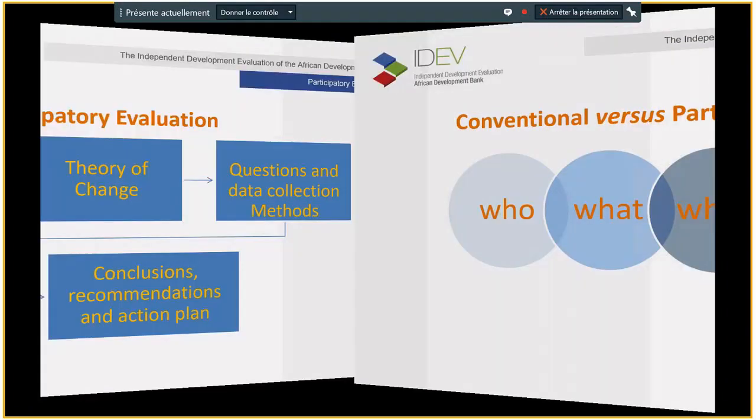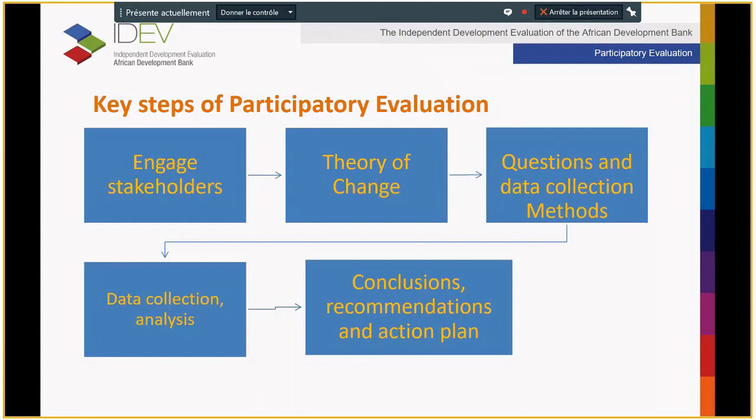Next, we will look at what we understand as the key steps of participatory evaluation. We have defined 5, starting with engaging the stakeholders, which we see as going beyond using these individuals as a source of information. We also engage them as owners and practitioners of the evaluation. In order to establish this commitment, we need to be clear on what their role will be and at which stage they will intervene.